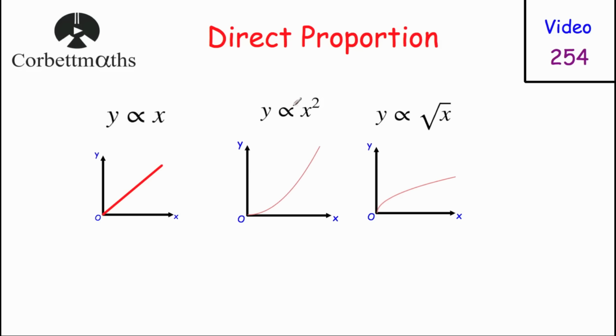Okay, next one is y is proportional to x squared, and the graph of that will look something like this. It's half of the quadratic graph, so it starts at the origin (0, 0) and curves upwards like that. And finally, if we had y is proportional to the square root of x, it'll look like the square root of x graph, so it would start at (0, 0) and then go upwards like that. And that's just some of the proportionality graphs which might be useful for you.